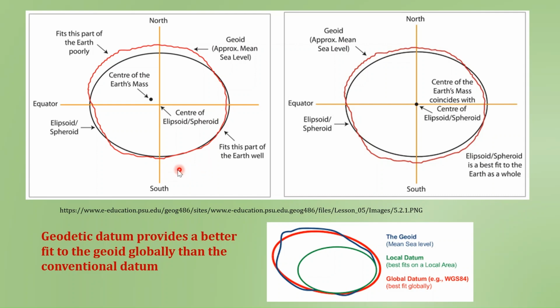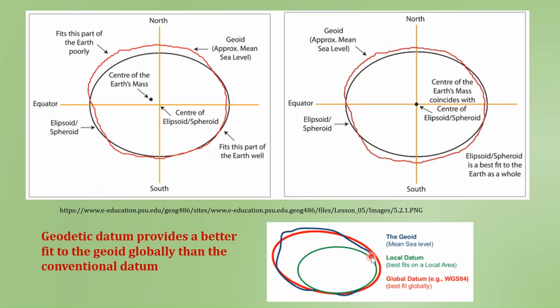If we make the ellipsoid using local measurements, that could fit a particular part of the earth very well, but there is a possibility that it will not fit in another part. For example, here we can see that it is fitting very poorly. But when we create the ellipsoid or spheroid taking the center of the earth's mass as the origin, it best fits the earth as a whole. So the datum created using the geoid and the geocentric ellipsoid is referred to as the geodetic datum, and it provides a better fit to the geoid globally than the conventional datum.